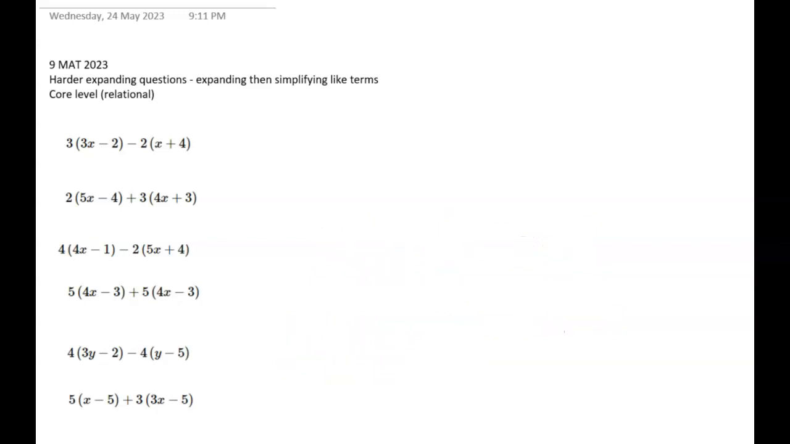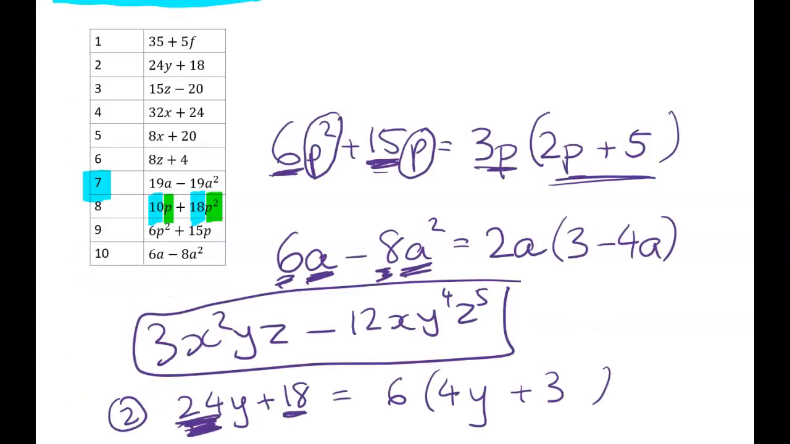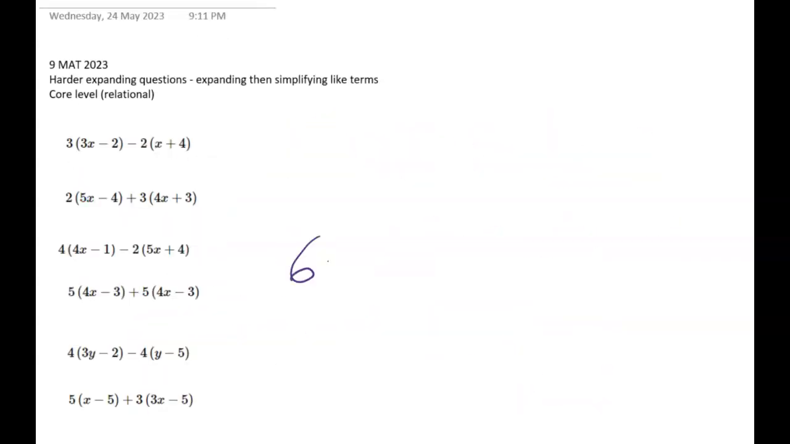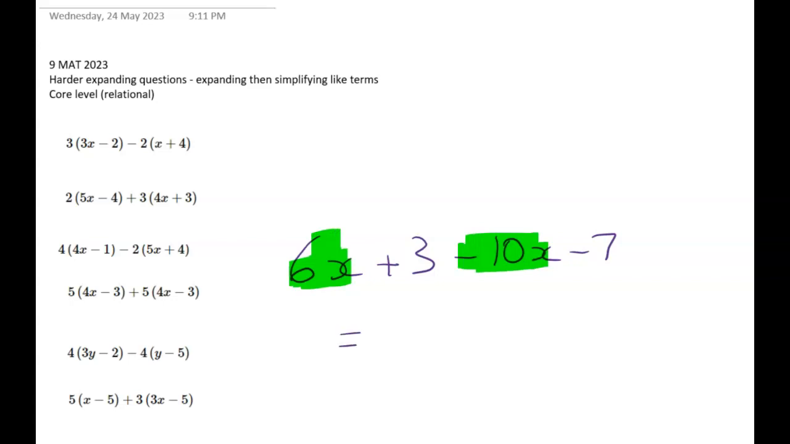Let's go back now to the idea of like terms really quickly. When we had 6x plus 3, take away 10x minus 7, we can collect up the like terms. The 6x is a like term with the negative 10x, so 6x take away 10x will give me negative 4x. And here I've got plus 3 take away 7, which gives me minus 4. We're going to put those two ideas together when we do these next.